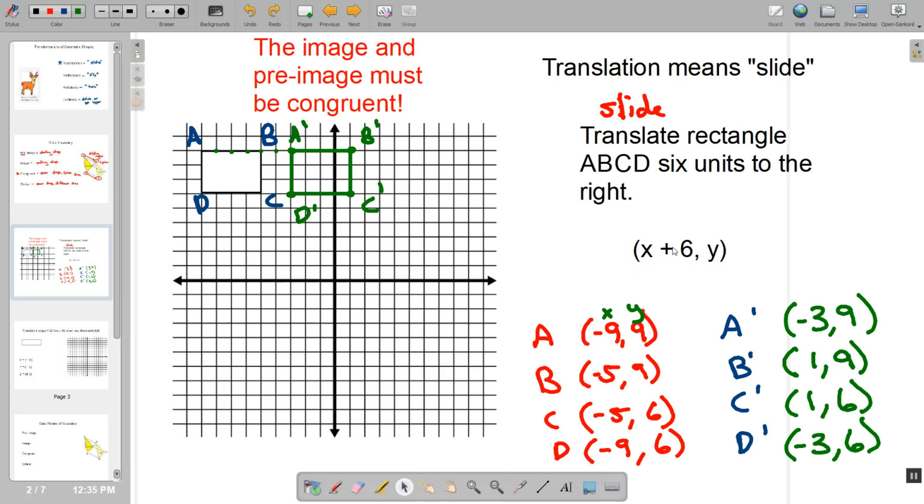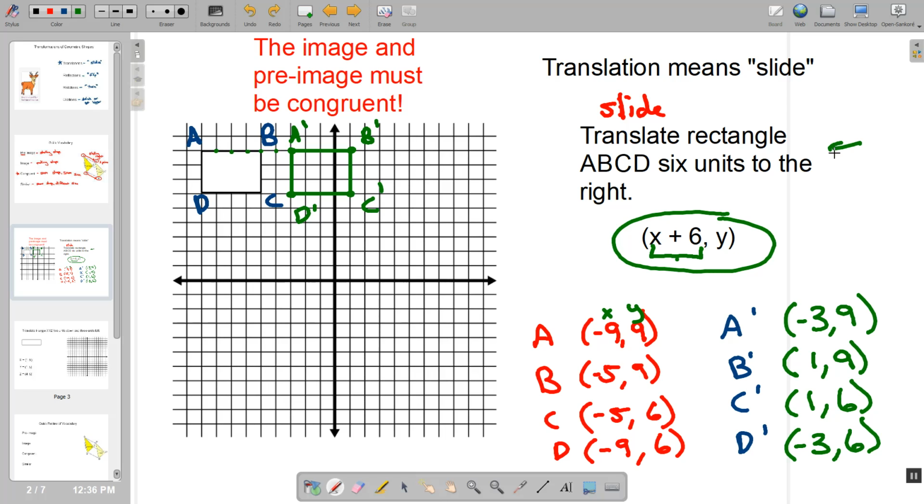So we can actually write it like this: x plus 6 comma y. And if we think about it, what we do is we take the x value and we add 6 to it. So from this x value to this x value, we increased it by 6. But the y value stayed the same. And for each of these values, it ended up being true. So this right here is another way to write a translation of 6 units to the right.